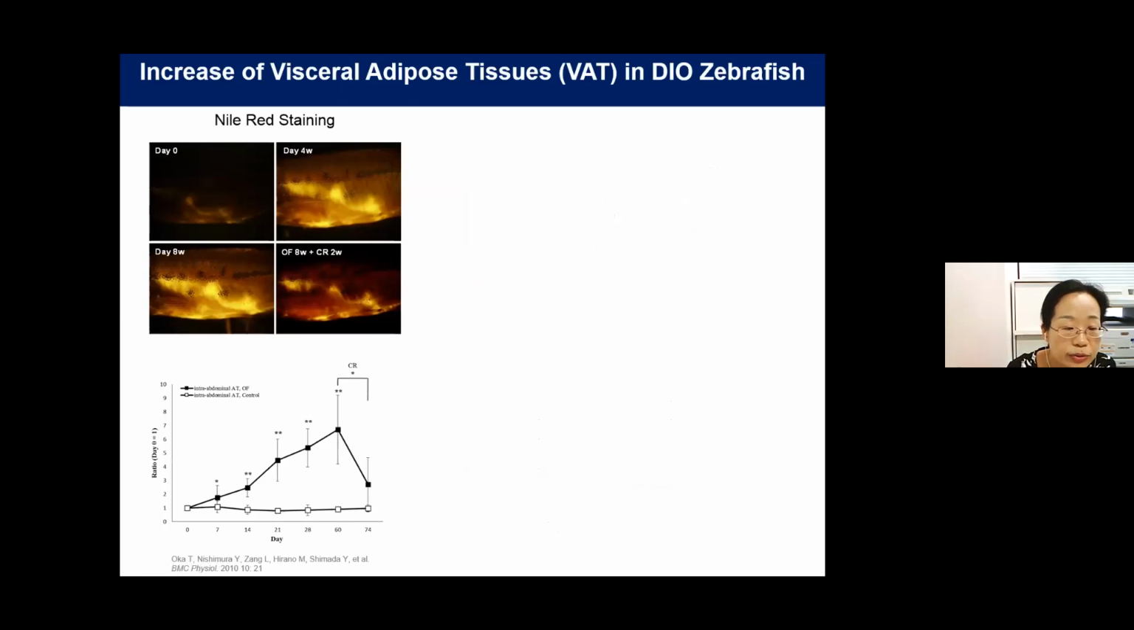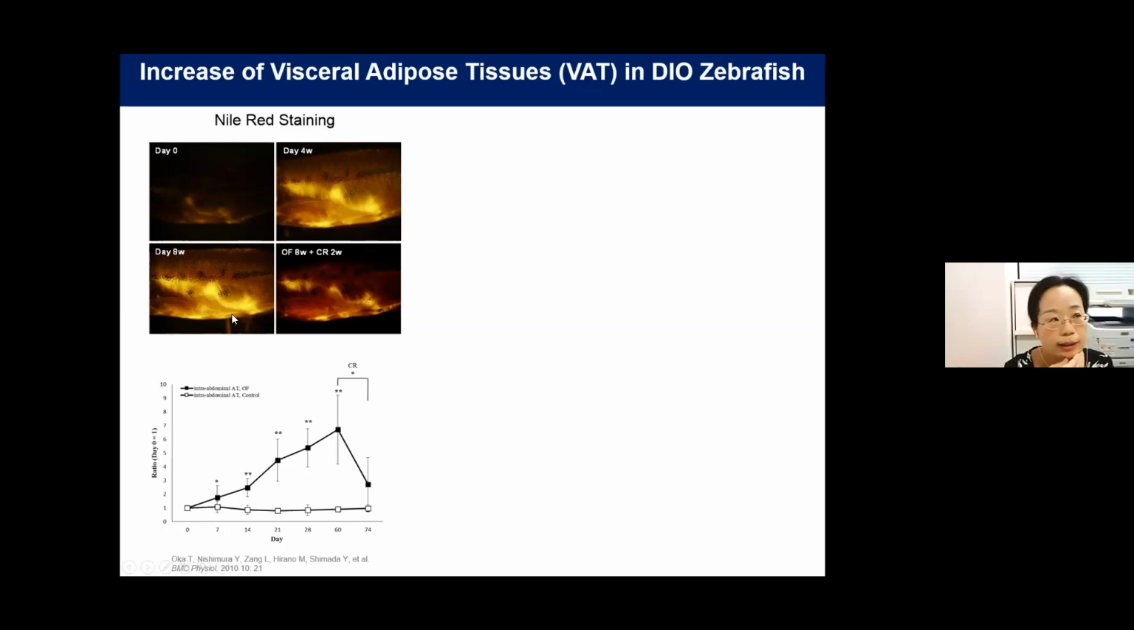The intra-abdominal adipose tissue can be visualized in a live zebrafish under a fluorescence microscope by Nile red staining. After 4 weeks of overfeeding, the adipose tissue was significantly increased and reached the maximum after 8 weeks of overfeeding.